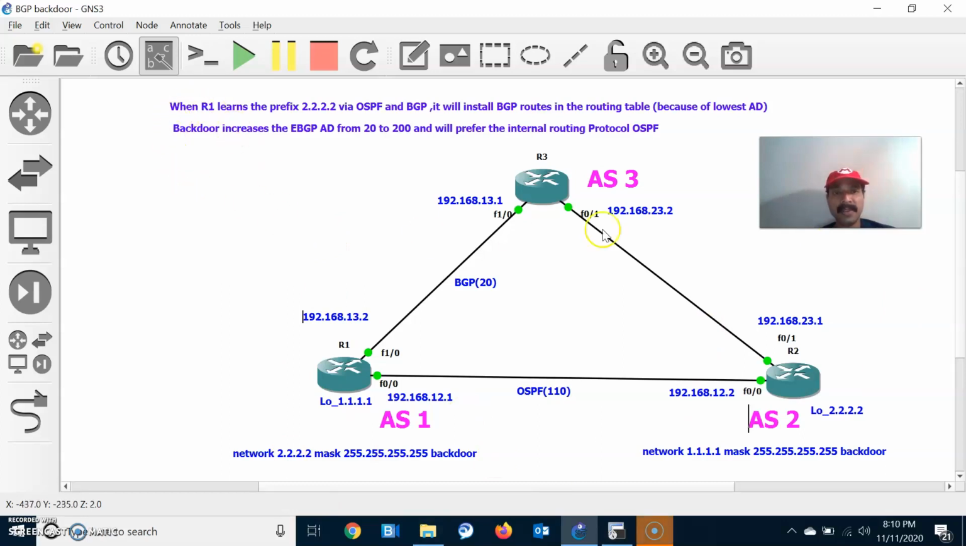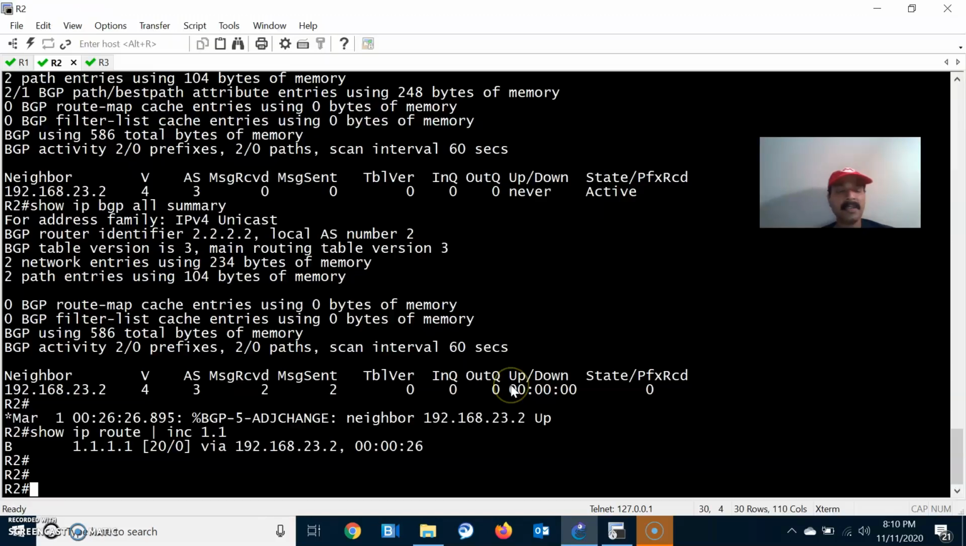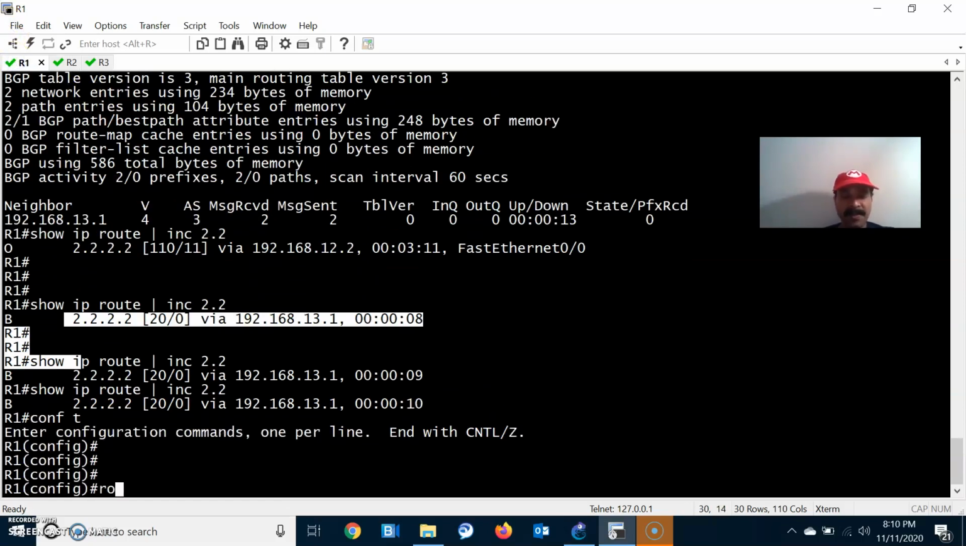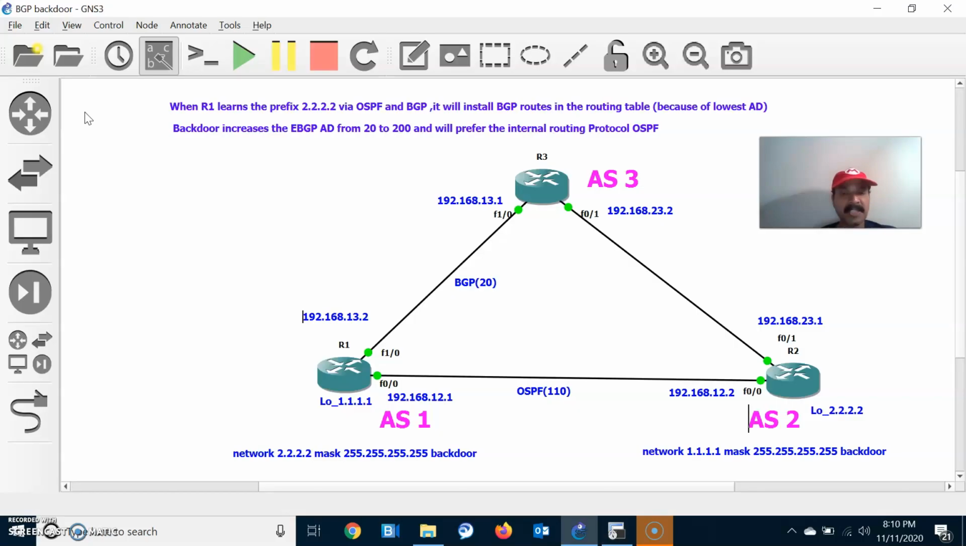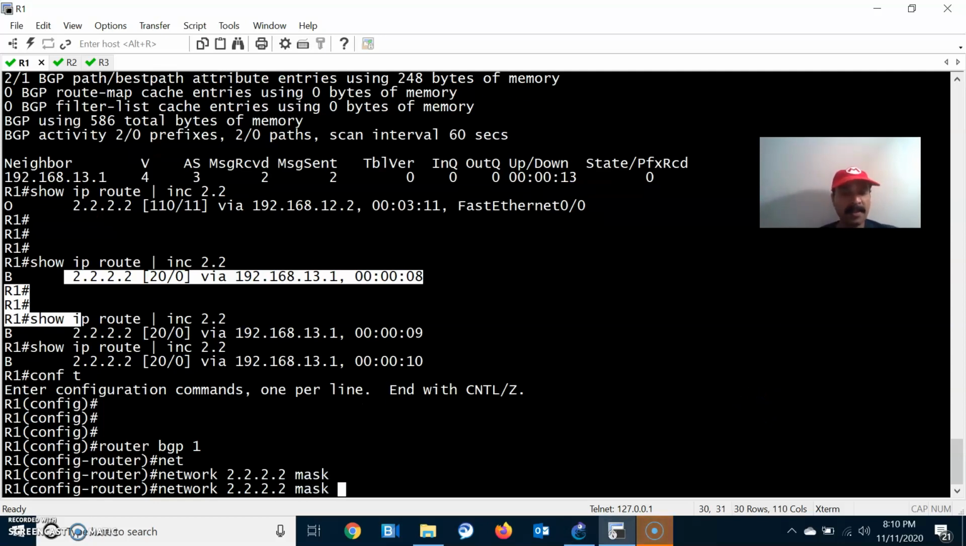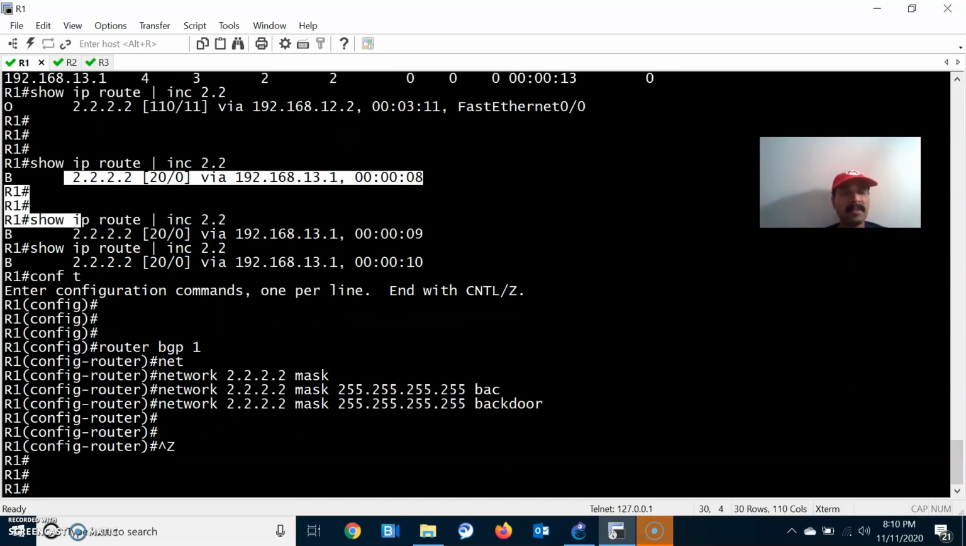So now I'm going to configure the backdoor attribute. What backdoor does is increase the EBGP administrative distance from 20 to 200, so that it will prefer the OSPF route because of the least administrative distance. Let us configure the backdoor. Go to configuration mode, router BGP 1, and network. We have to configure the remote network 2.2.2.2, mask 255.255.255.255, and add the backdoor keyword. Okay, that is done.